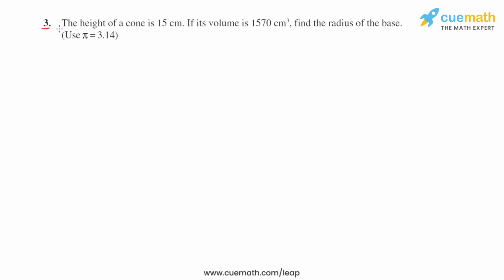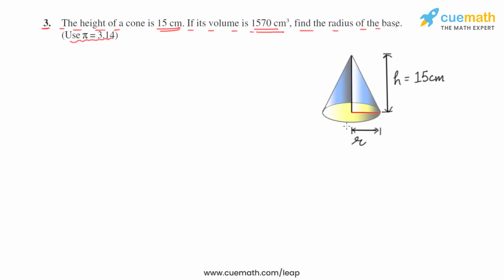In the third question, it is given the height of a cone is 15 centimeters. If its volume is 1570 cubic centimeters, then find the radius of the base and use pi as 3.14. So they have given the height of the cone and its volume, and then we have to find the radius of the base. So let the radius be r.